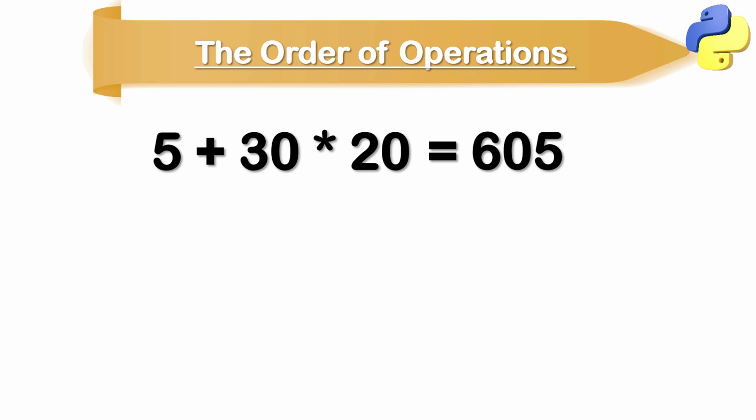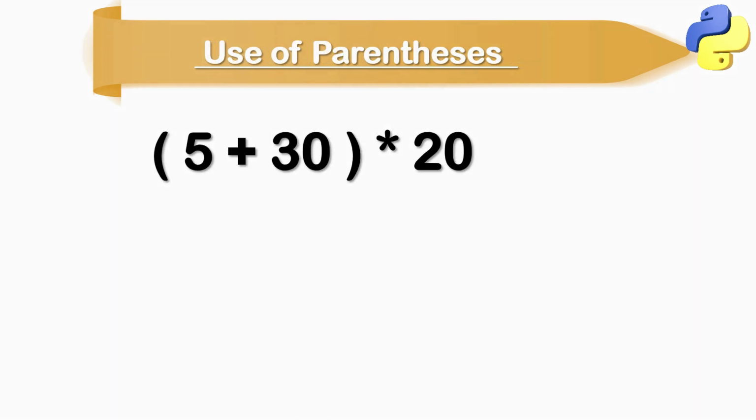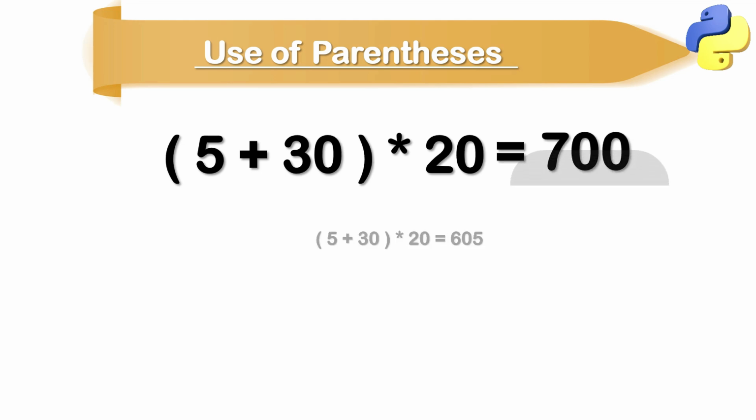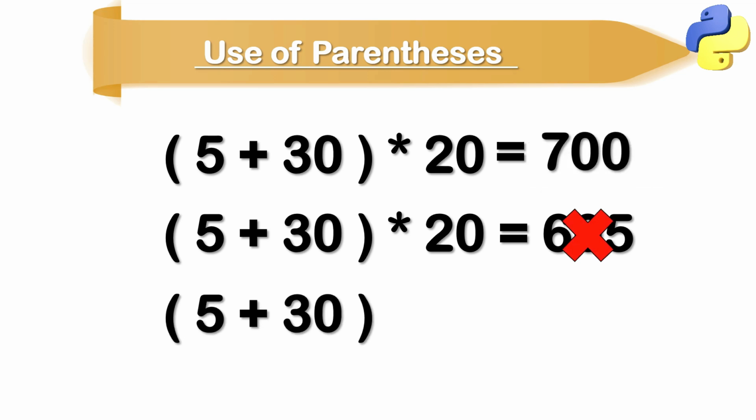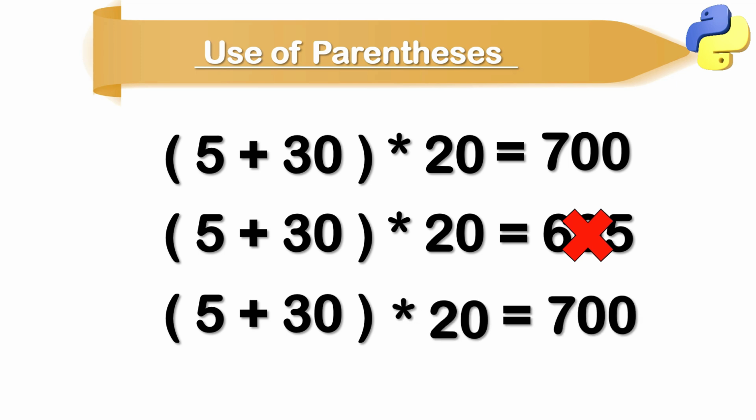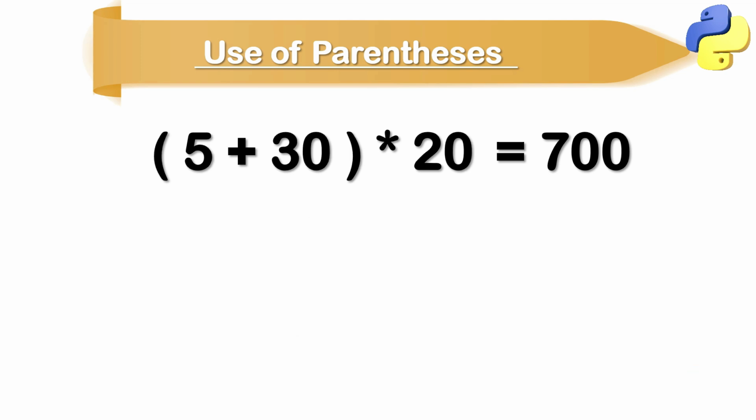We can change the order of operations by adding parentheses around the first two numbers. We will use parentheses for 5 plus 30. So there is a bracket we used for addition and then multiply with 20. So it looks like this: 5 plus 30 in parentheses, then multiply by 20. So our output is 700. The result of this equation is 700, not 605, because the parentheses tell Python to do the operation in the parentheses first and then do the operation outside the parentheses. This example is saying add 5 to 30 and then multiply the result by 20.